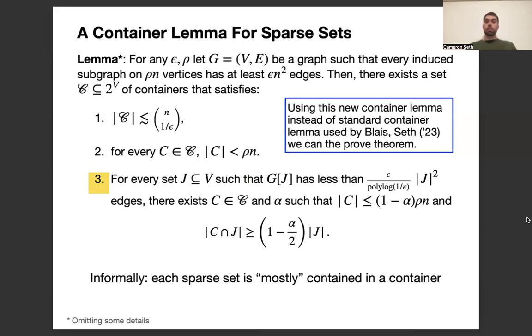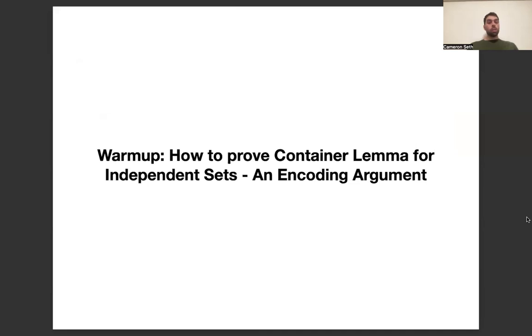And then using this new container lemma instead of the standard container lemma, we can prove the theorem on tolerant testing. I won't go into the details of that. Okay, so now I want to give some of the details on how we go about proving these container lemmas. To start, I'm going to describe how we do it for independent sets, which will set up what we have to change for sparse subgraphs.